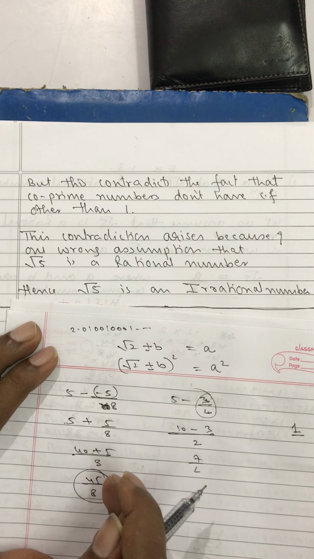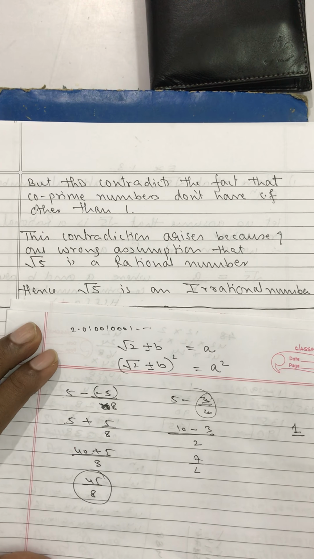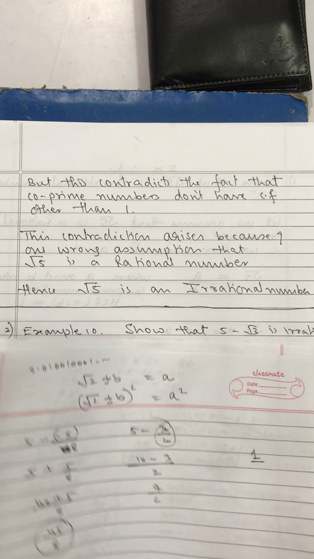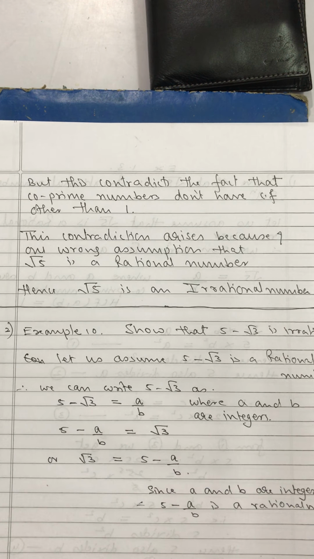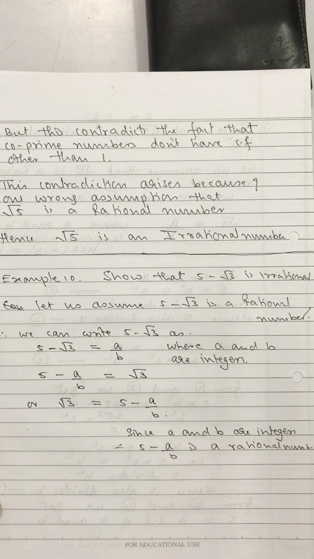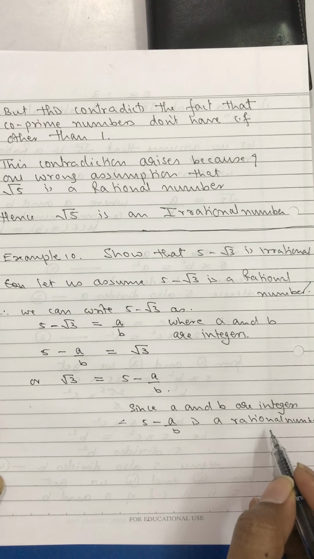You may not get an integer. Here also we are not getting integer. Here also we are not getting integer. But definitely a rational number will be there. And if integer is there, then integer also is a rational number. So no problem. Right? Every integer is a rational number. Every rational number is not an integer. That's why I am writing, since A and B are integers, when I solve this 5 minus A upon B, it is going to be a rational number. So 5 minus A upon B is a rational number.